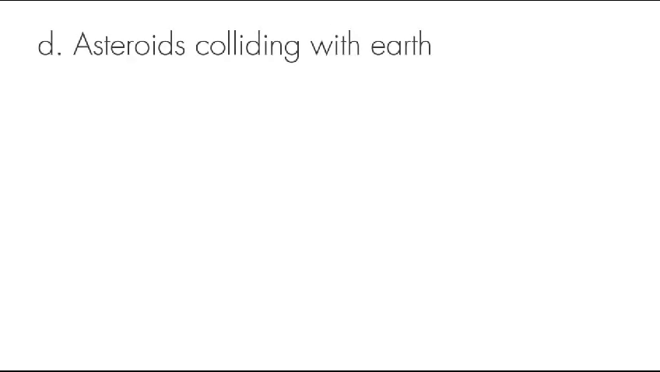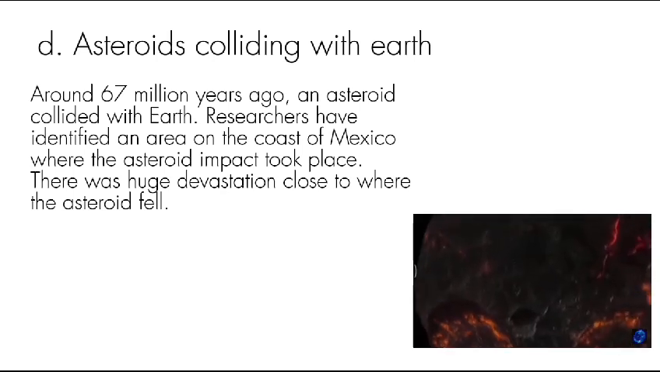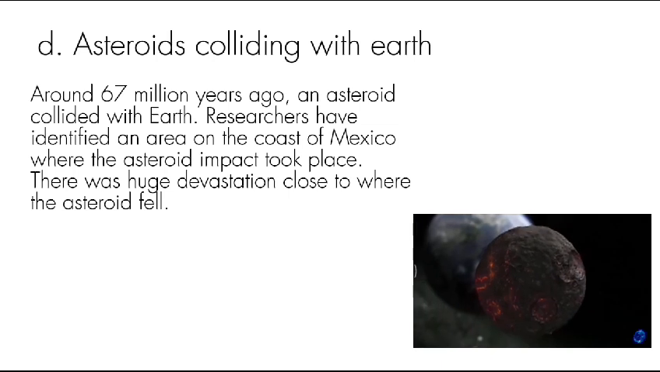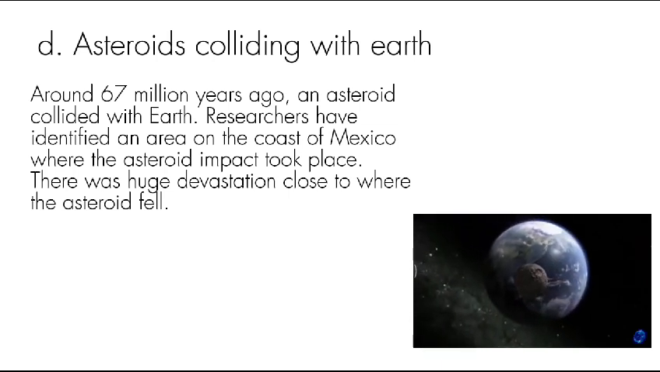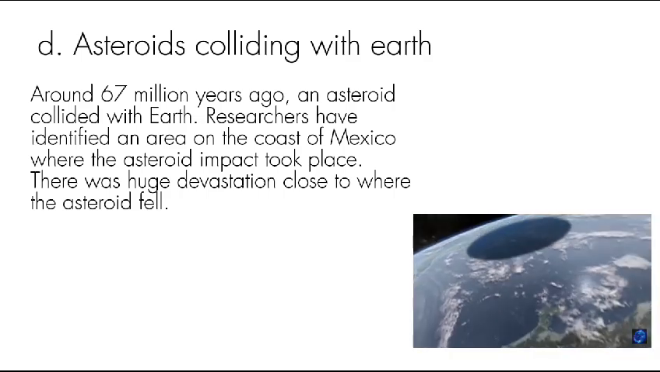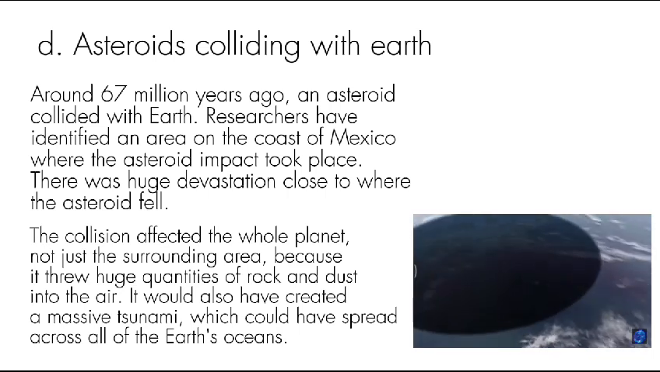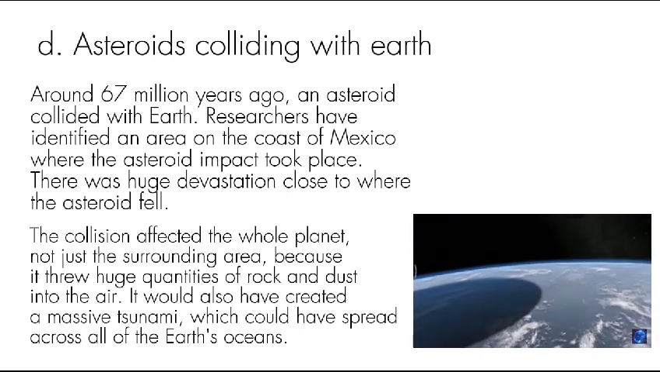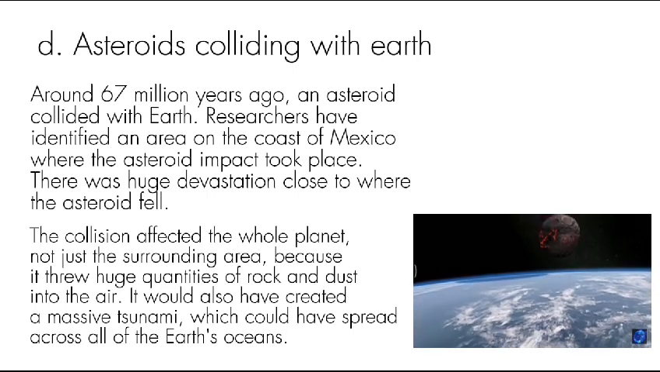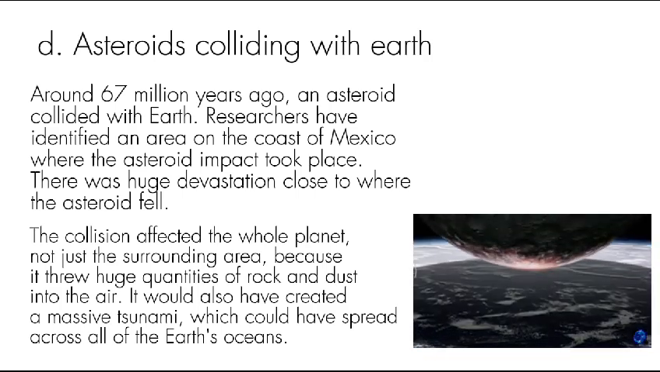D. Asteroids colliding with Earth. Around 67 million years ago, an asteroid collided with Earth. Researchers have identified an area on the coast of Mexico where the asteroid impact took place. There was huge devastation close to where the asteroid fell. The collision affected the whole planet, not just the surrounding area, because it threw huge quantities of rock and dust into the air. It would also have created a massive tsunami, which could have spread across all of the Earth's oceans.